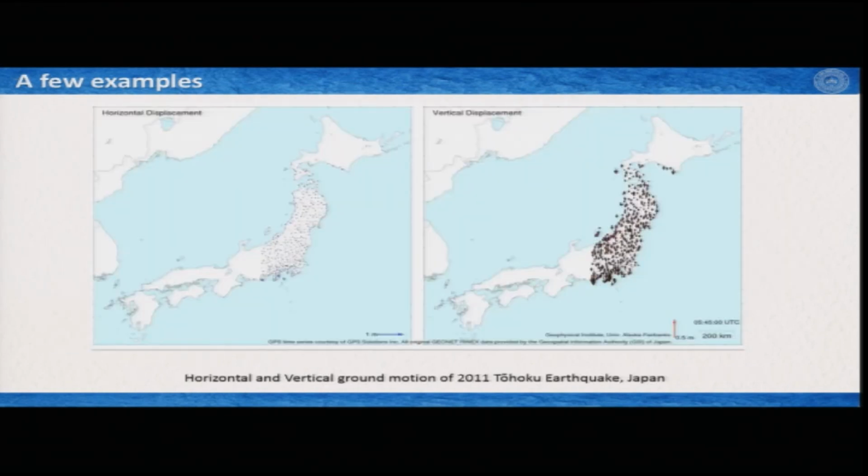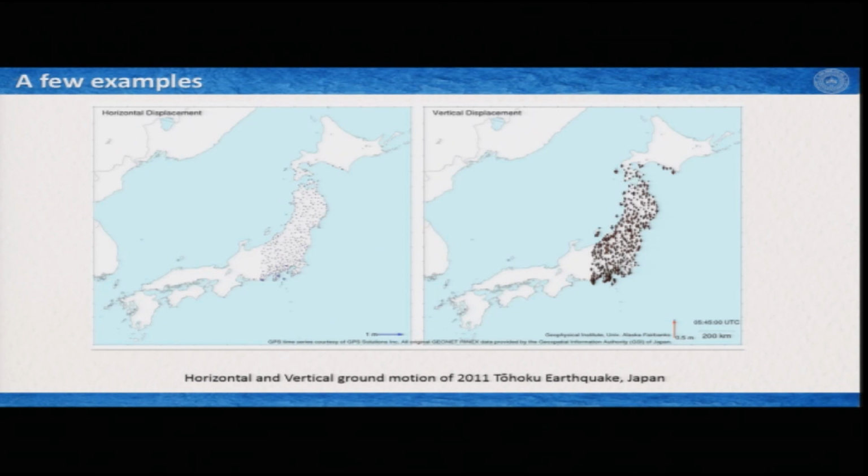Now, this is an example of an earthquake. When an earthquake happens, seismologists generally describe it on the surface with two vectors. One is vertical ground motion, another is horizontal ground motion. So they try to look at how much vibration you have vertically and how much you have horizontally because of the earthquake. This is an example from the 2011 Tohoku earthquake in Japan.